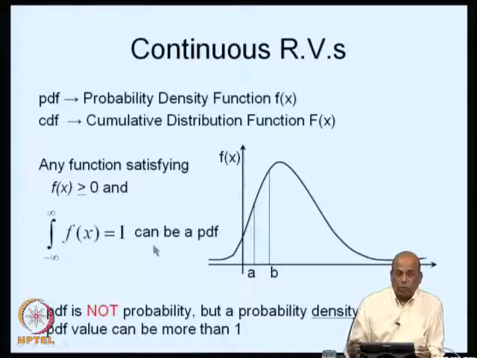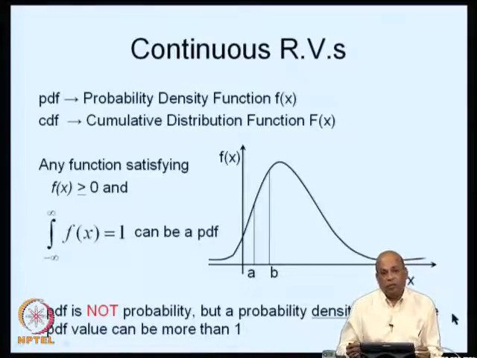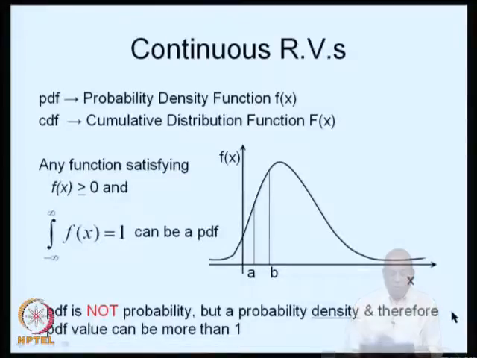Note that PDF is not probability, unlike in discrete random variable where we define the probability mass function. Probability mass function directly gives you the probability, whereas the probability density function is not probability, but a probability density, and therefore, the PDF value can in fact be more than 1.